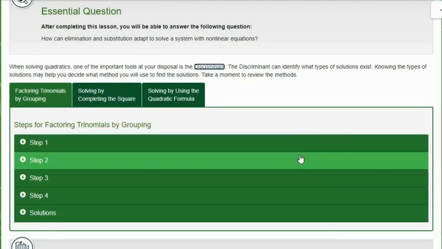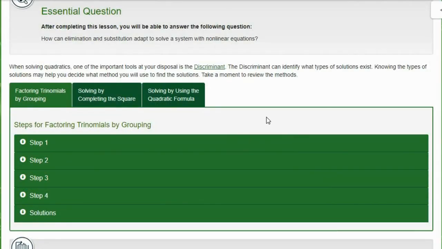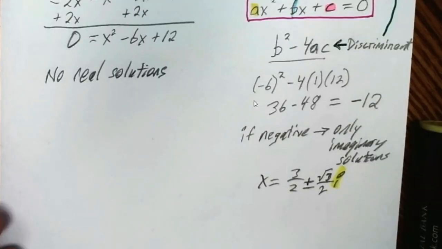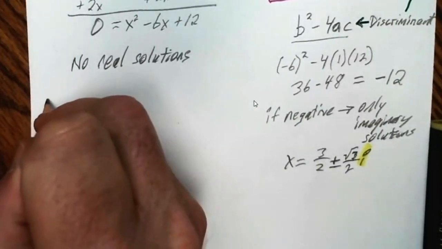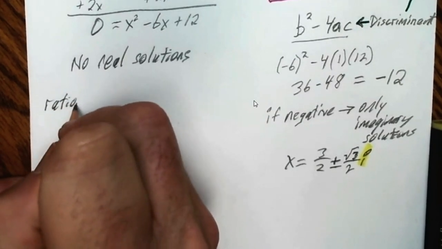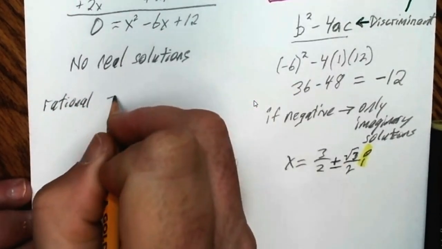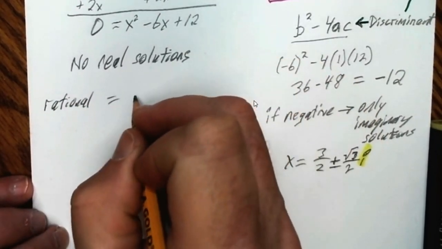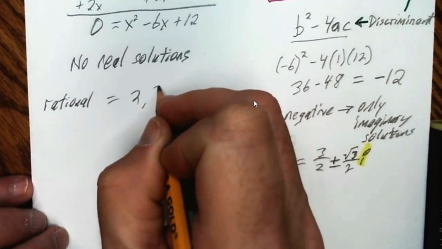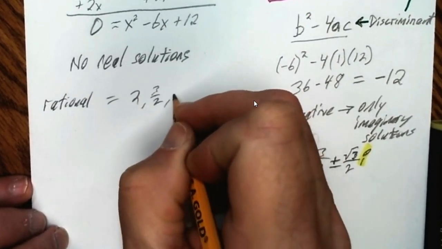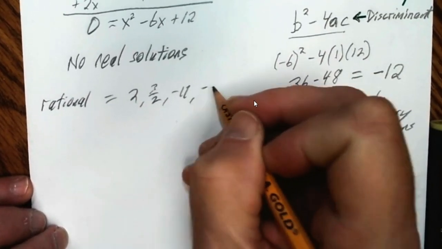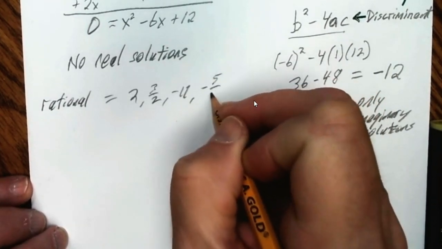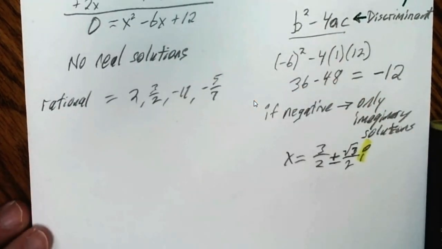And what does it mean by 2 irrational solutions? Well, let's have a quick refresher on rational and irrational numbers. A rational solution means it's something you can write as a fraction. A rational solution could be 2, it could be 3/2, it could be -11, it could be -5/7. Those are all rational numbers.